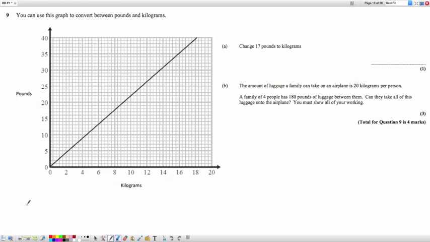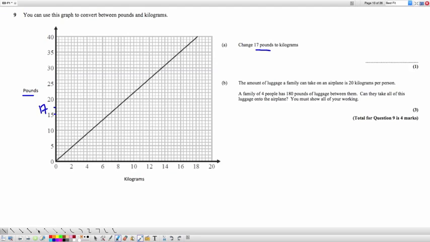Question 9. You can use this graph to convert between pounds and kilograms. Question A. Convert 17 pounds, on this side pounds, 17, into kilograms. That's 10 there. 3, 4, 5, 15 is here. 17 is here. So taking your ruler, we're going to draw a line from 17 to the line here, and then drop down.